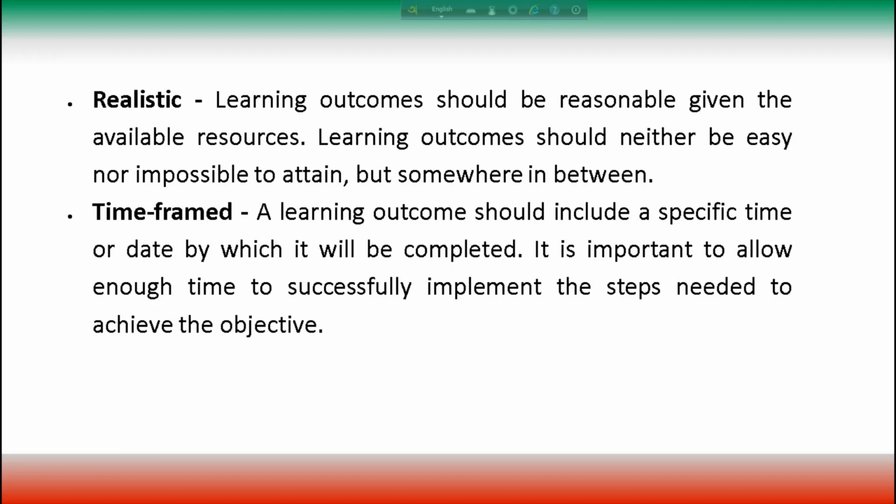A learning outcome should include a specific time, that is 30 minutes, 35 minutes, 40 minutes, or a date by which it will be completed. It is important to allow enough time to successfully implement the steps needed to achieve the objectives. So our learning outcomes must be SMART. SMART means specific, measurable, achievable, realistic and time bound.